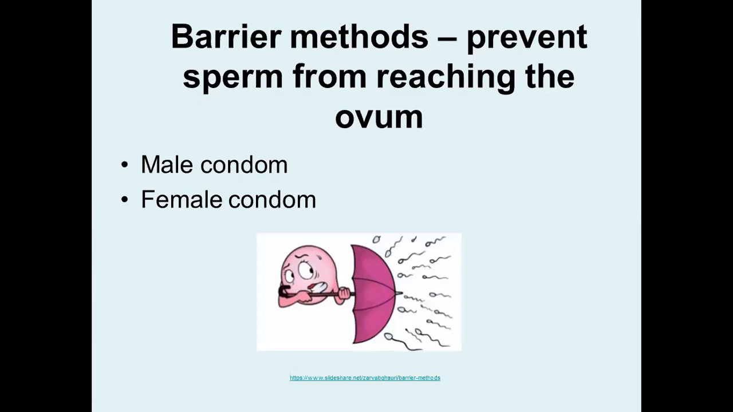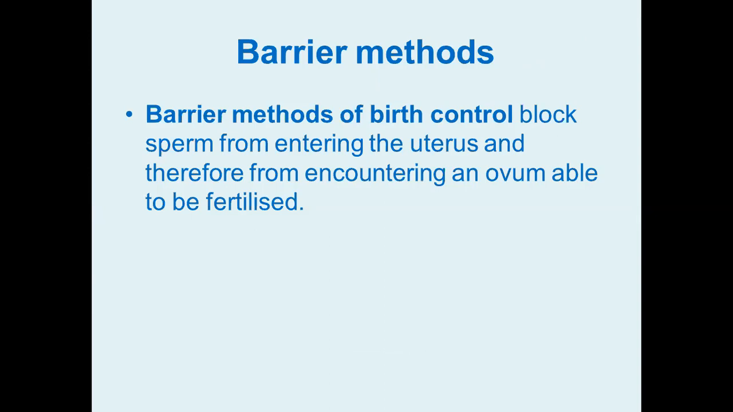So I'm going to put the different methods of contraception into categories. First of all, we're going to talk about what are called barrier methods. What a barrier method does is it prevents sperm from reaching the ovum. Included in barrier methods, the ones we're going to discuss, there are others, are the male condom and the female condom. Barrier methods of birth control block sperm from entering the uterus and therefore prevent those sperm from encountering an ovum that is able to be fertilized.